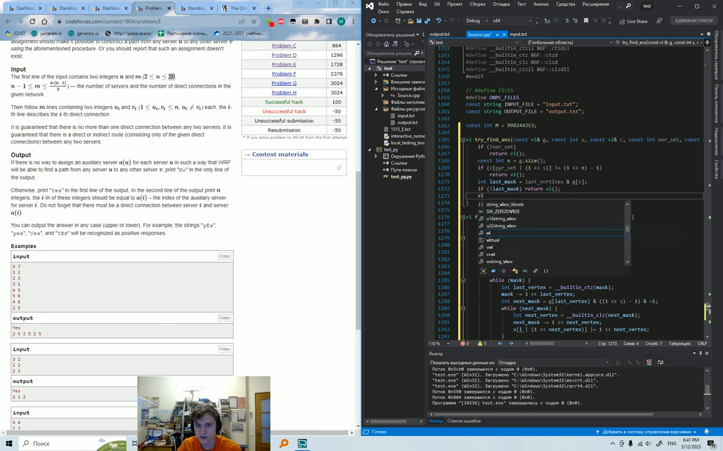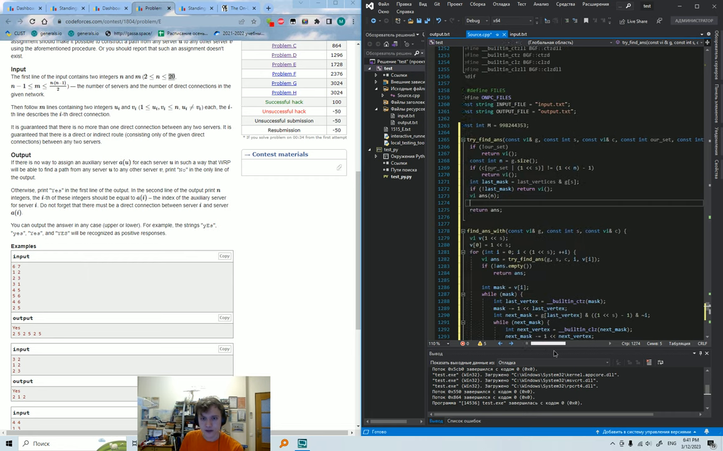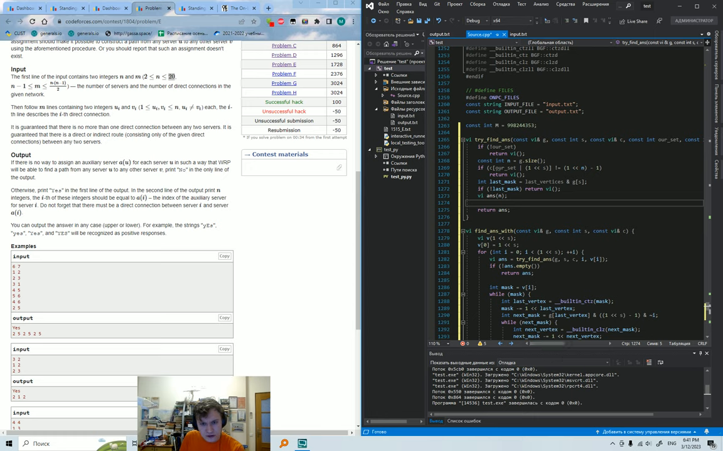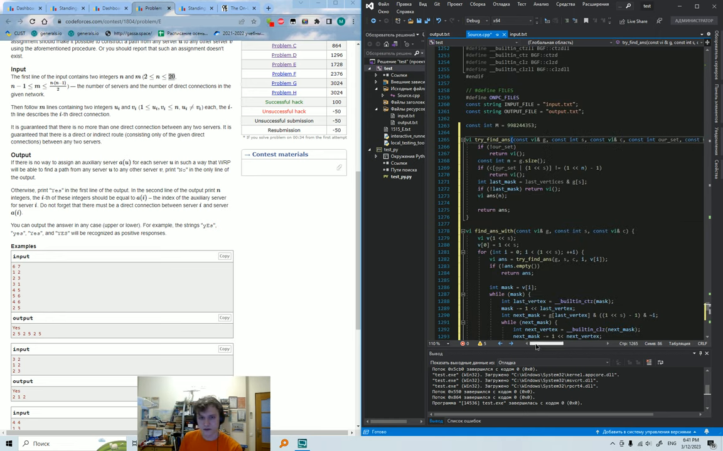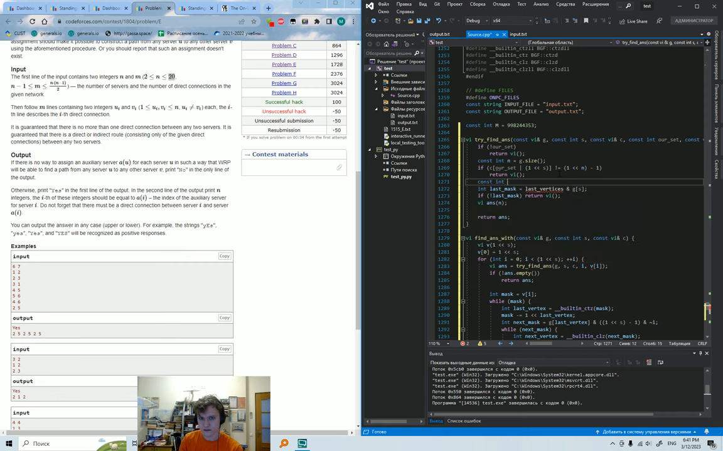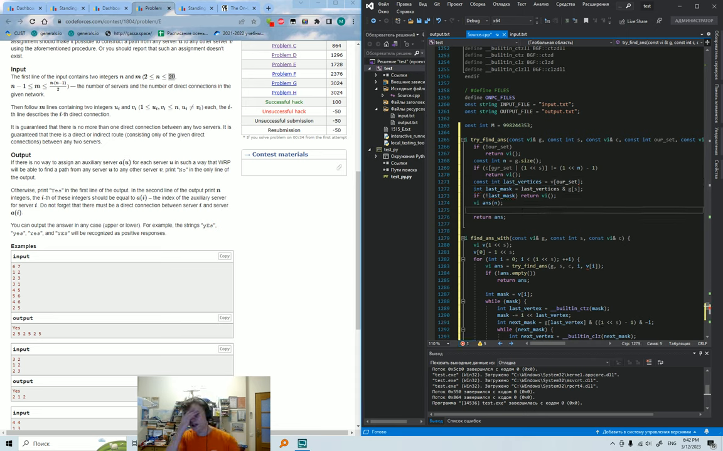And finally, we construct the answer. How do we do it? No, it should not be last vertices here, it should be the whole V, because we need to reconstruct the answer. So last vertices is our set. Okay, we reconstruct the answer.